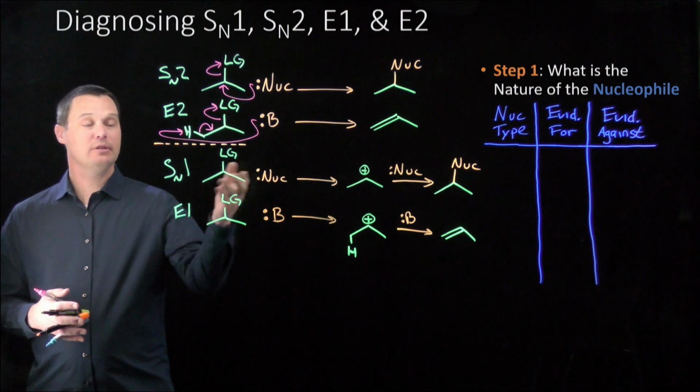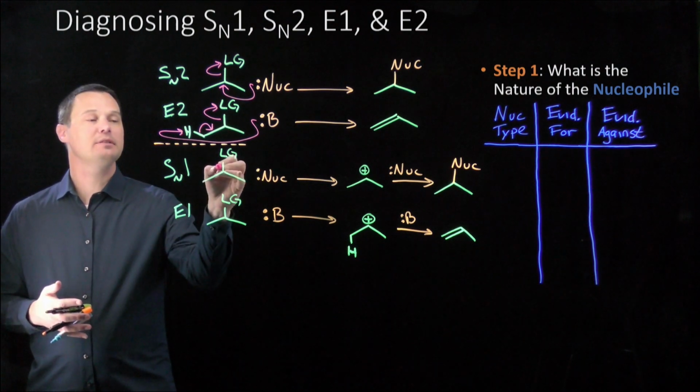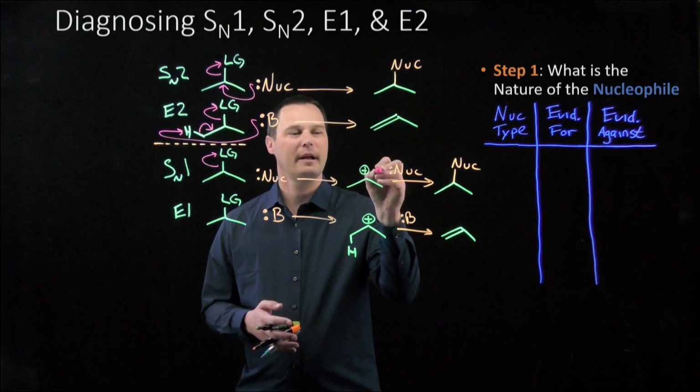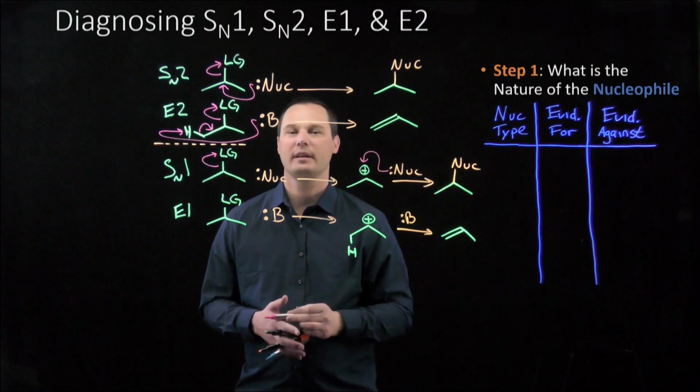For the SN1 reaction, the nucleophile doesn't do anything in the first step. It is a spectator in the rate-determining step, as the leaving group leaves to form the carbocation. Then, the nucleophile can use its lone pair of electrons to form a bond with the electrophilic carbocation.